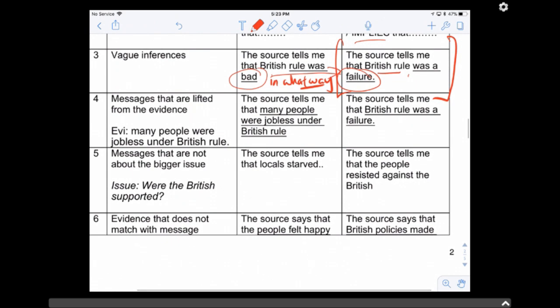Next, messages are lifted. If the evidence says many people were jobless under British rule, and you tell me that many people were jobless under British rule as your inference, it's called lifting, and you'll get 1 mark. So do not lift, alright? Cannot emphasize this enough. Do not lift as your inference from the evidence. Look at the source and check the words. Make sure you don't repeat any word that is already in the source as your inference, alright?